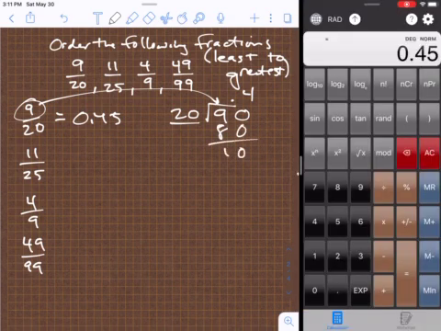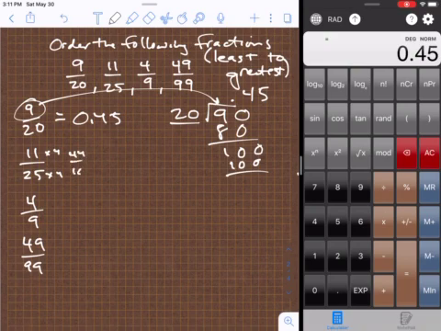Gives you 10. Bring down 0. 20 goes into that 5 times. And then it ends, and you get 0.45. All right, 11 25ths. Well, this one you can multiply each by 4 and get 44 100ths.